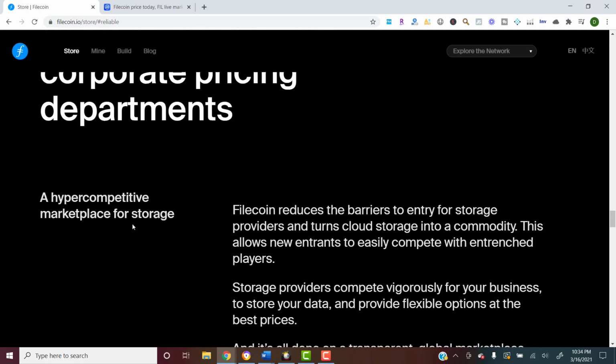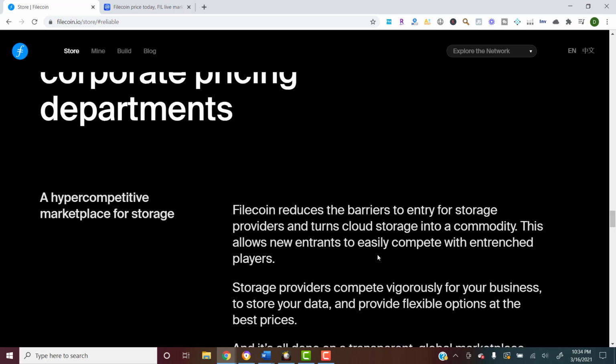Their whole goal is to create a hyper competitive marketplace for storage. Okay, drive that price down, make it better for the consumers. We're the ones that are using the product. Yes, it's their product, but we're using the product, and we don't want to spend an arm and a leg for that. Filecoin reducing the barriers to entry for storage providers turns cloud storage into a commodity, okay? This allows new entrants to easily compete with entrenched players. Essentially, it makes it so just about anybody could monetize their cloud storage if they want to.